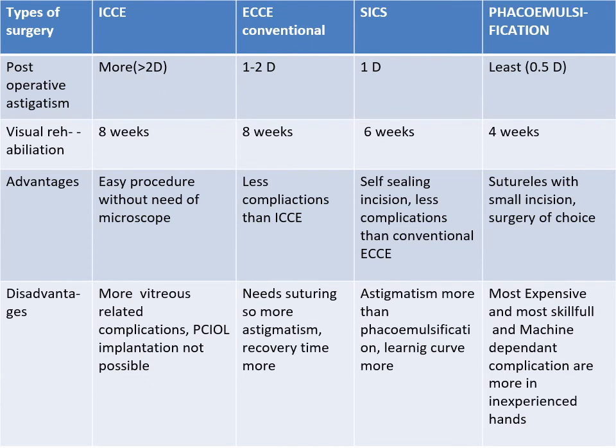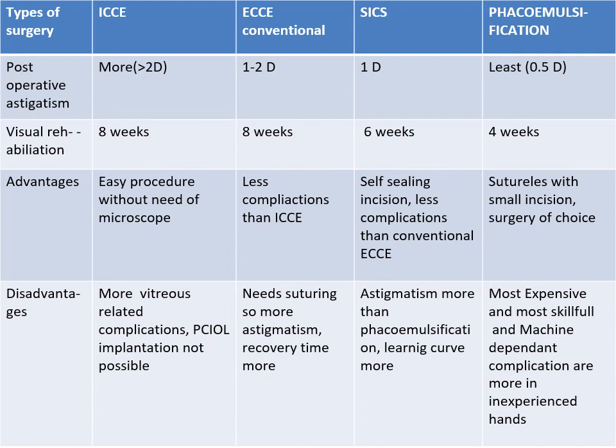What is the post-operative astigmatism? In ICCE it is more than 2 diopters. In case of ECCE it is 1 to 2 diopters. In SICS it is 1 diopter, and least is seen in phacoemulsification, less than 0.5 diopter. For visual rehabilitation, ECCE and ICCE take around 6 to 8 weeks. SICS takes 4 to 6 weeks, and phacoemulsification takes 3 to 4 weeks.